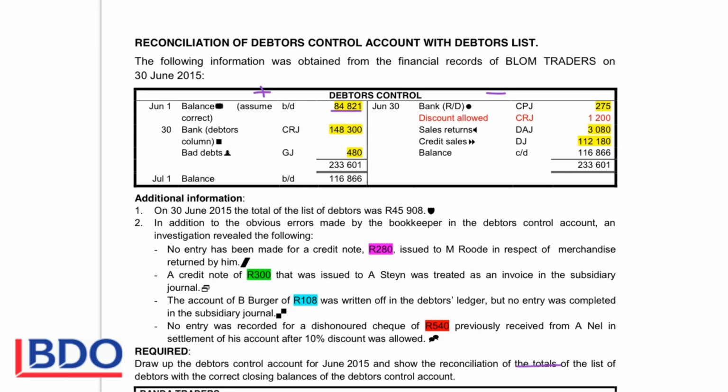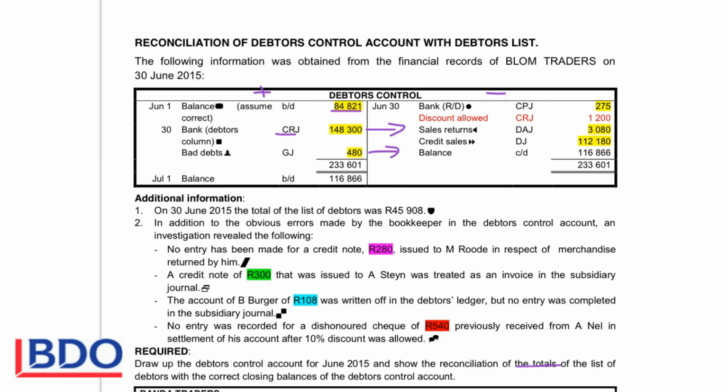Bank debtors column in the cash receipts journal. Entries in the cash receipts journal must be recorded in the bank account on the debit side because money was received, and it should be recorded on the credit side of the debtors control because the debtors paid and the account should decrease. Therefore, this amount should be on the credit side. Bad debts reduces the debtors, therefore it should be on the credit side.